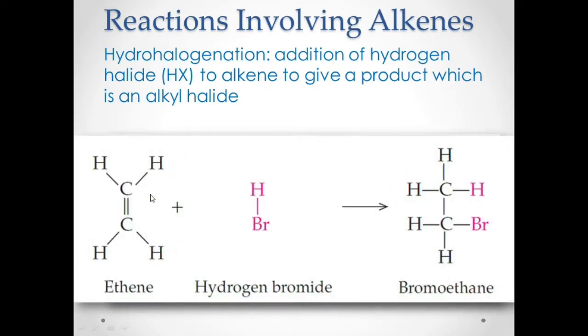Like for example, if you have ethene, which is a symmetrical alkene, and you are going to add it with hydrogen bromide, then that hydrogen will be bonded to that carbon, and your Br will also be bonded to that carbon, and the carbon to carbon double bond will be broken down to form a carbon to carbon single bond. Then you would expect to have an alkyl halide, which is bromoethane. So you have ethene plus hydrogen bromide to form bromoethane.